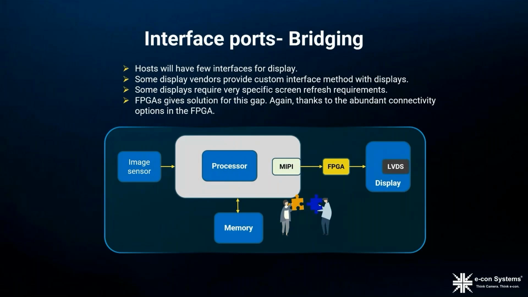We can also use FPGAs for bridging display interfaces. A few displays will have a custom interface, custom resolution, or custom timing requirement. The host processor cannot fulfill this requirement. We would have to do bit banging in the processor to support this type of display. In this case, most of the CPU load will be consumed for the display. We can use FPGAs to bridge the gap and leverage the CPU for algorithm processing.